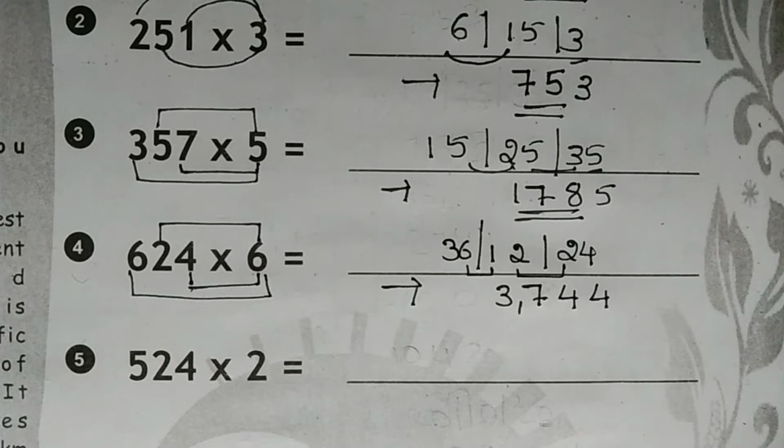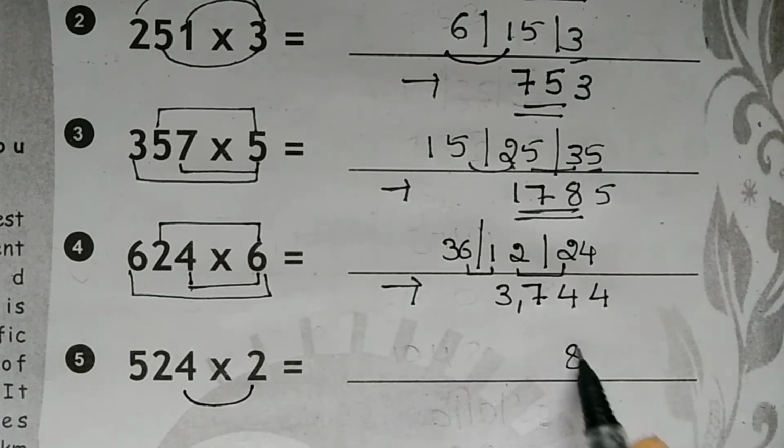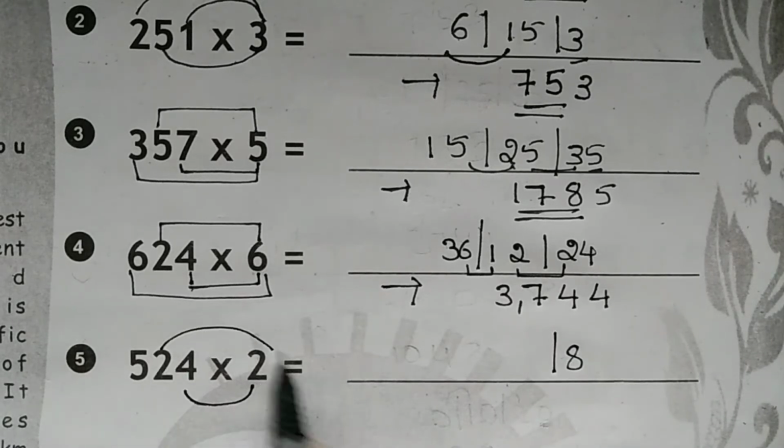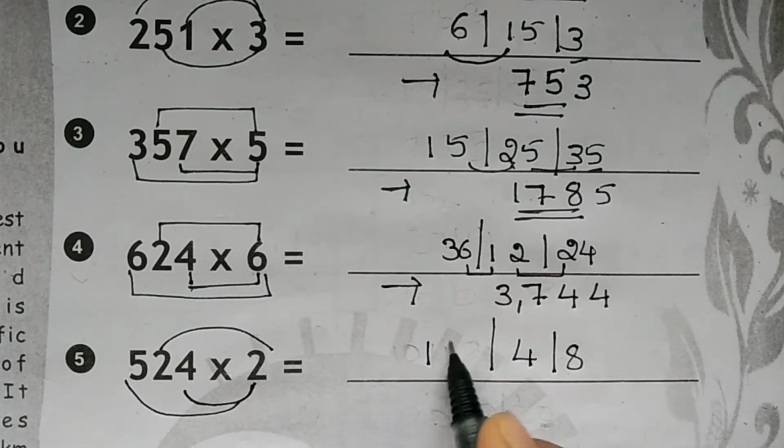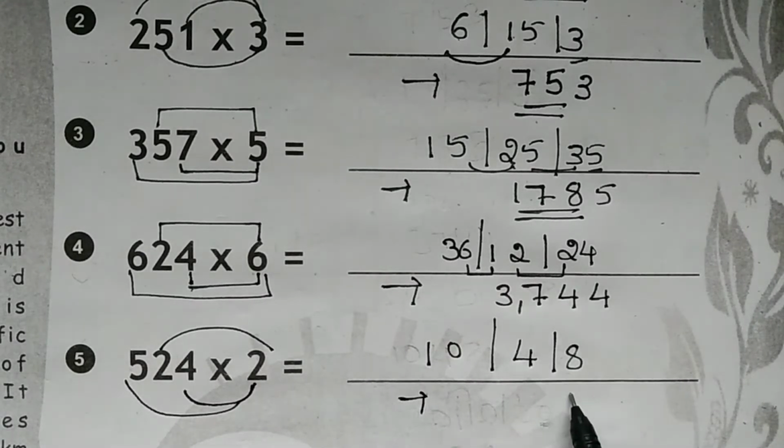Next problem, 524 multiply 2. The last number is 4, with respect to 2 is 8, then 2 into 2 is 4, then 5 and 2, that is 10. So last digit 8 as it is, 4, then 10 as it is, 1048.